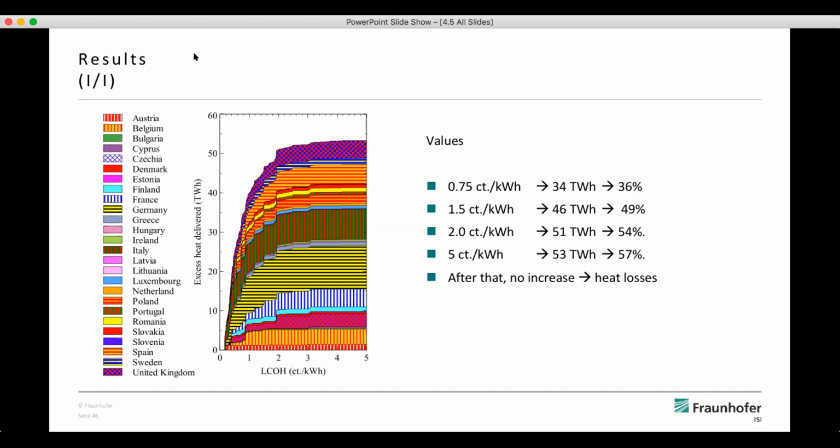So there are some countries with high amounts of excess heat. So maybe our database is just having more data for these countries, but by tendency you also see that the bigger the country, the more industry you have, the more excess heat is being transported. With regard to some key values, we have seen that up to 0.75 cent, around 1/3 of the excess heat is transported within the data set.